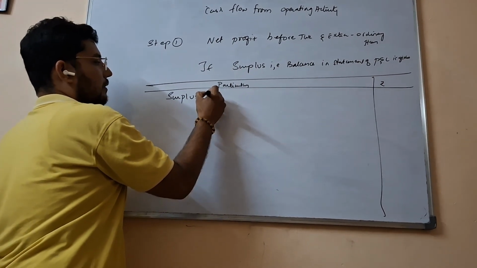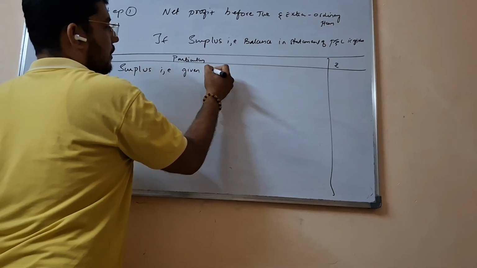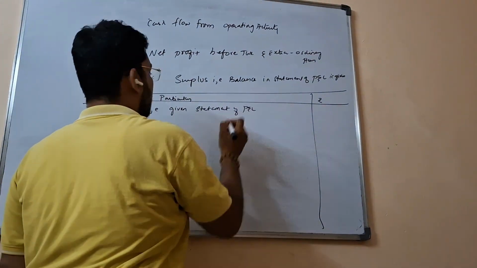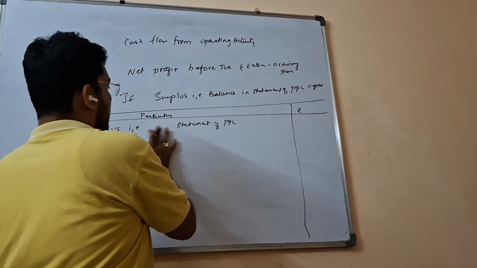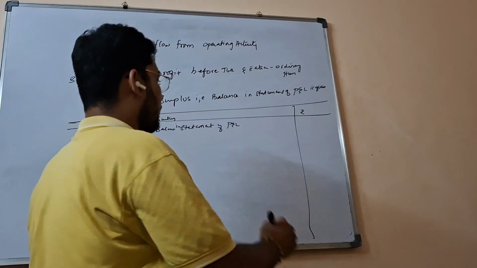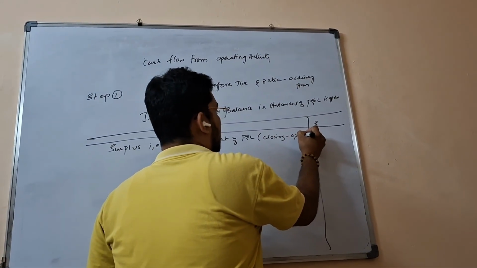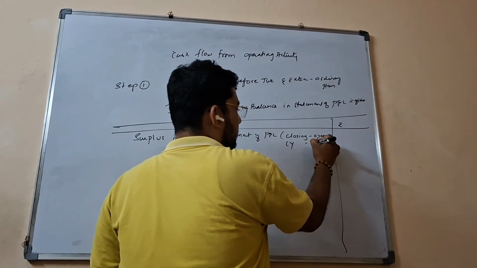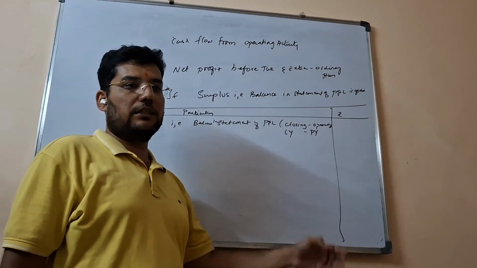that is given in statement of P&L, or surplus that is statement balance in statement of P&L. Closing minus opening, that is nothing but current year minus previous year. If you are given 23, 24, so 24 minus 23.